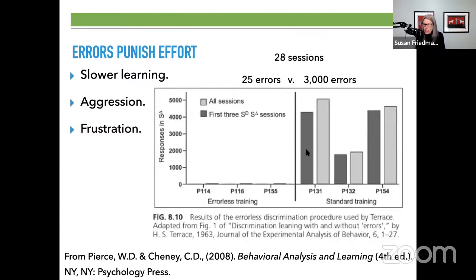And this graph shows to the left of the vertical line, the pigeons that were taught to peck a spot on a piece of paper with a very carefully arranged antecedent setup had 25 errors in 28 sessions. The pigeons who learned to do it without careful antecedent arrangement had 3,000 errors in 28 sessions. 3,000 errors are not necessary. Think of that as 3,000 withholding of valued reinforcers. No wonder they're aggressive and frustrated.